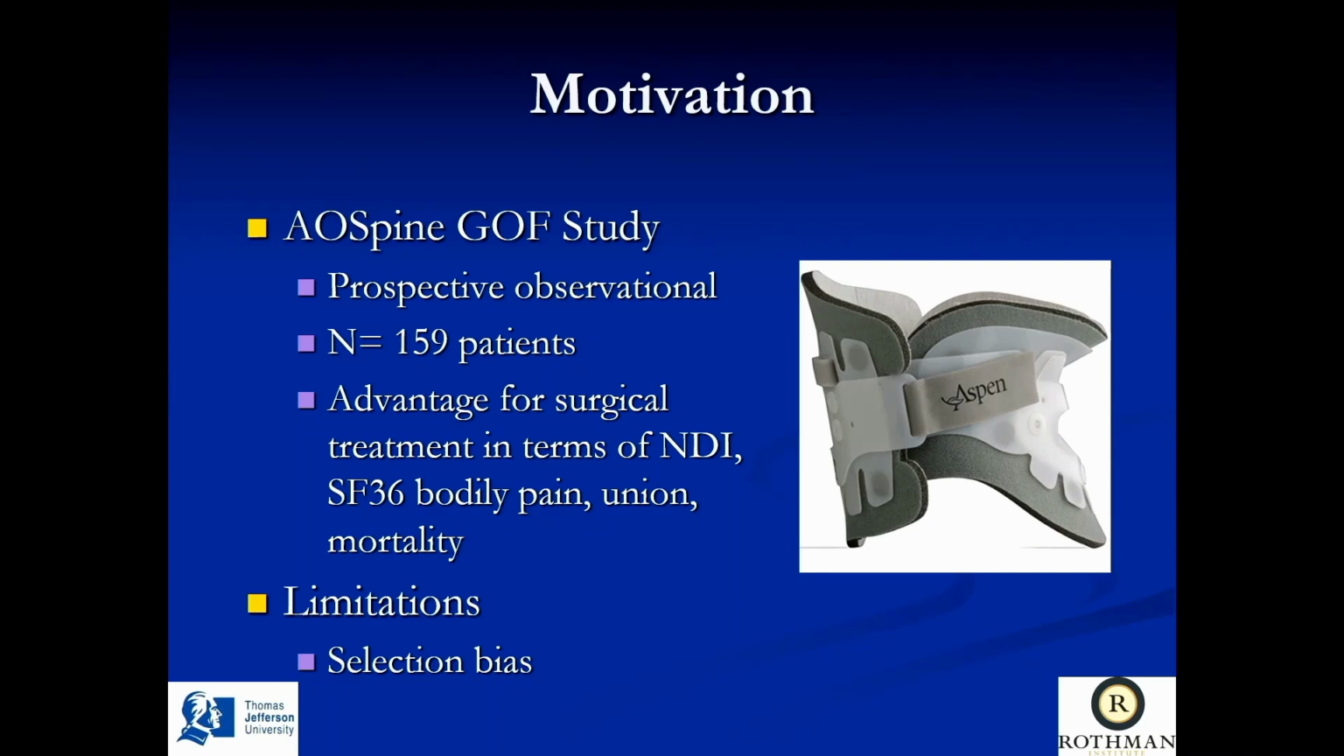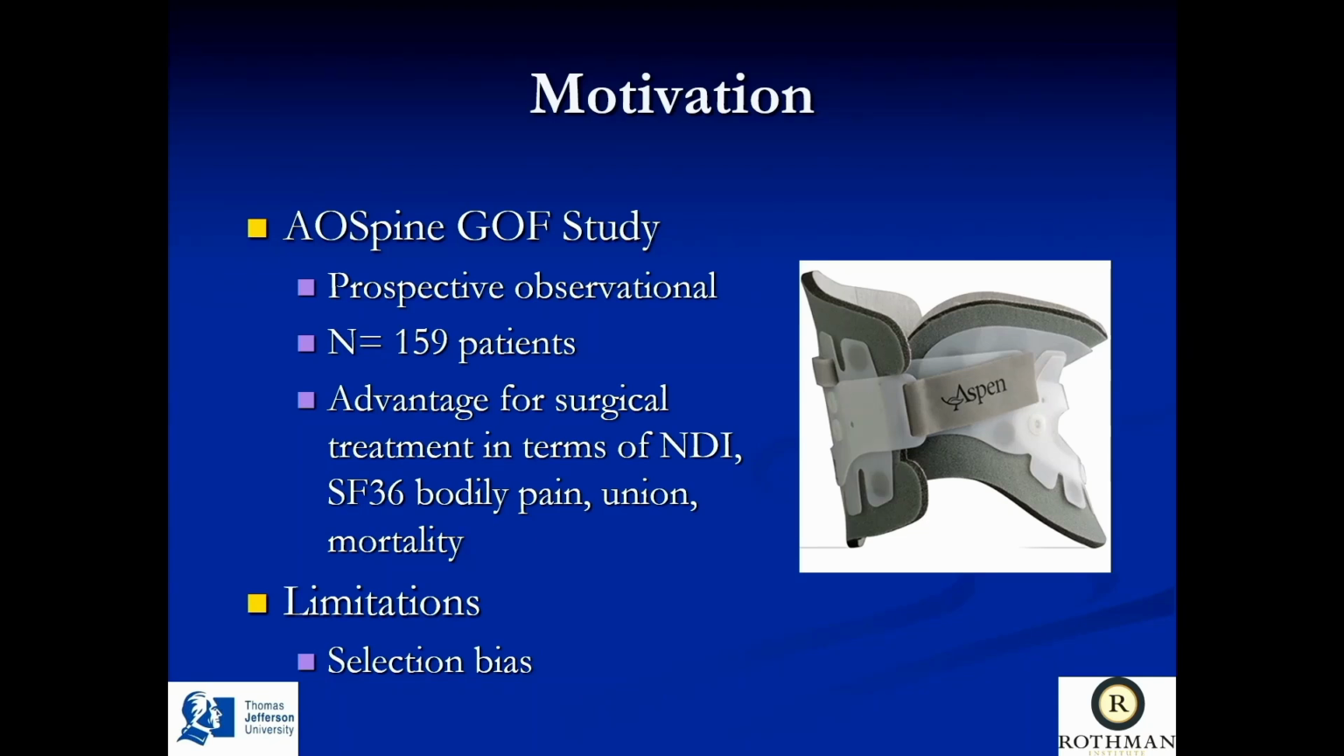Start first with the basics of the study. This study was largely motivated by both the successes and the deficiencies of the AO Spine geriatric odontoid fracture study, which was observational with 159 patients. This showed an advantage for surgical treatment of type 2 odontoid fractures in almost all the outcome metrics that we tracked, which is NDI, SF36 pain, ability to achieve union, and it very narrowly missed a clear mortality benefit by hundredths of a point on the p-value.